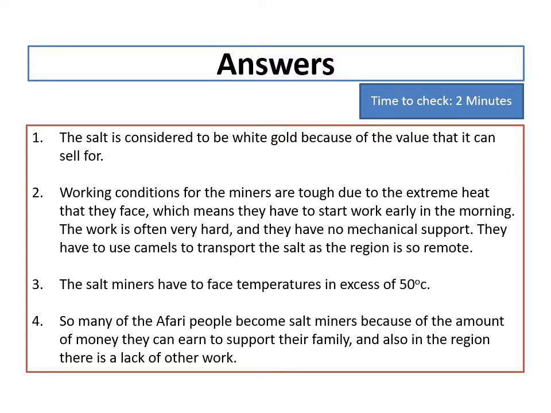Really, really hot. Number 4, so many of the Afar people become salt miners because of the amount of money they can earn to support their family, and also in the region there is a lack of other work. So it is a purely economic reason, but obviously money and income is very important to people. So there we go. If you need to make any corrections, add anything that you've missed, please do so now. Pause the video, otherwise you can move on to the next slide.